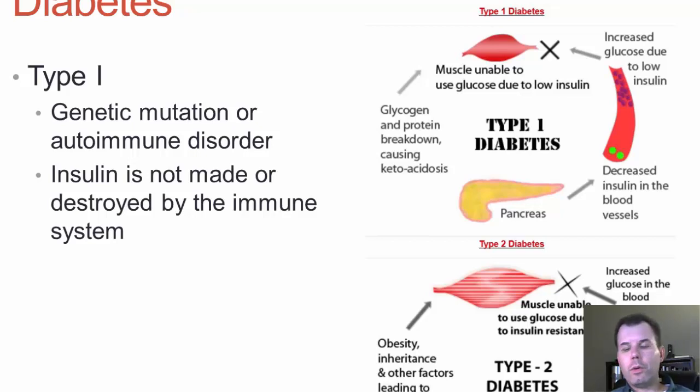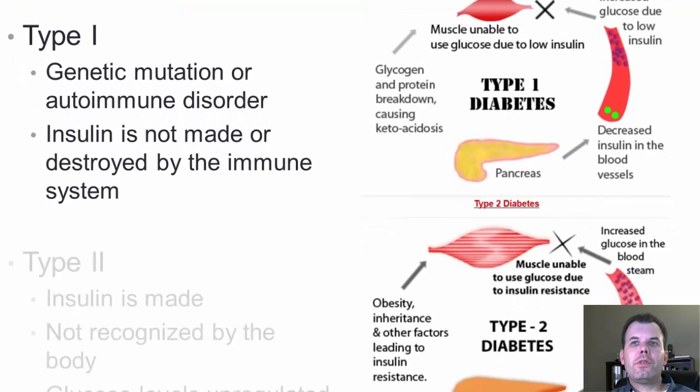And so these are the people that either take pills or shots to regulate the amount of insulin that they have. Okay, these are the ones that you have to worry about because, again, you release a lot of glucose into the body, glycogen and protein breakdown causing ketoacidosis. The muscle is unable to use glucose because the insulin is too low. And so what happens is you get decreased insulin in the blood vessels, increased glucose, the muscles can't break it up, and then the glycogen itself keeps breaking down into more and more glucose, and so that can lead to serious problems.